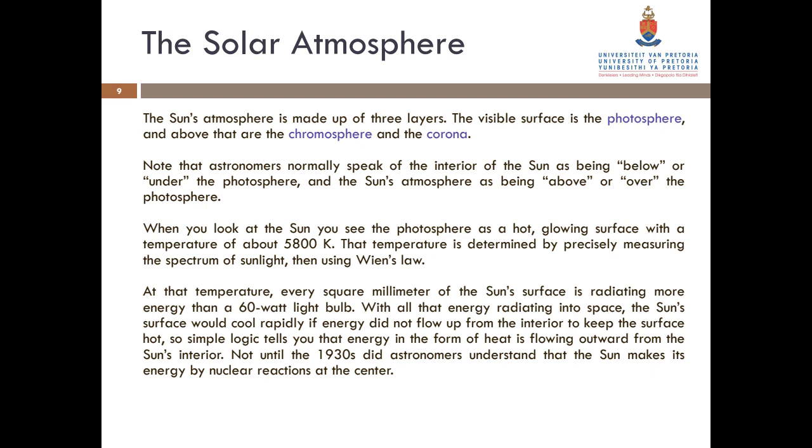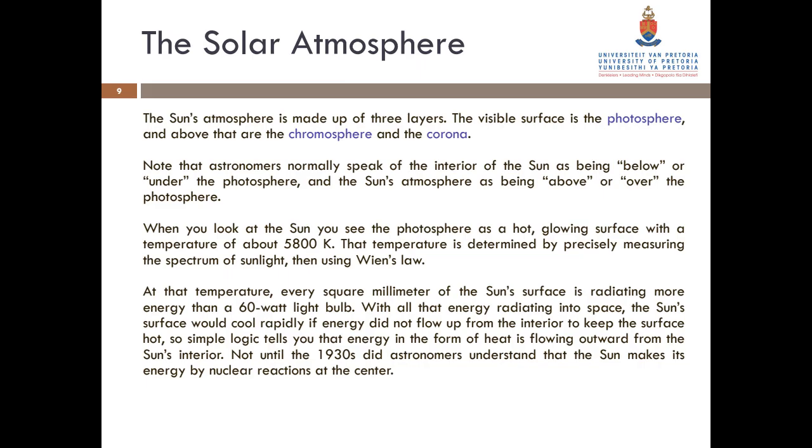So now astronomers normally speak of the interior of the sun as being below or under the photosphere, and the sun's atmosphere as being above or over the photosphere. When you look at the sun, you see the photosphere as a hot glowing surface with a temperature of about 5,800 degrees Kelvin. That temperature is determined by precisely measuring the spectrum of sunlight, then using Wien's law. At that temperature, every square millimeter of the sun's surface is radiating more energy than a 60-watt light bulb.